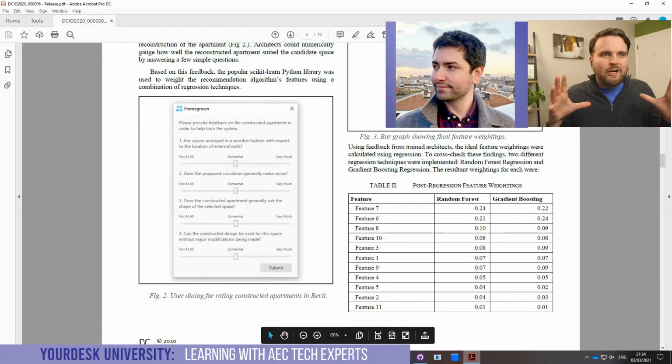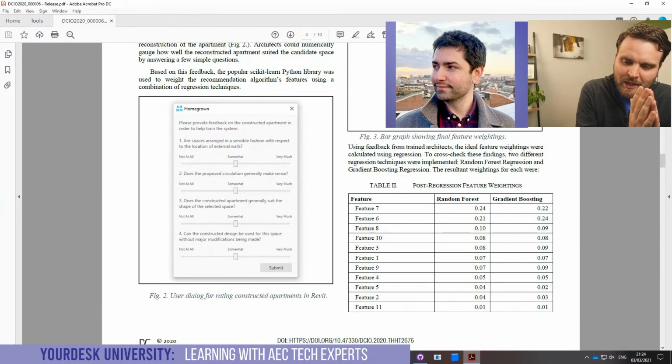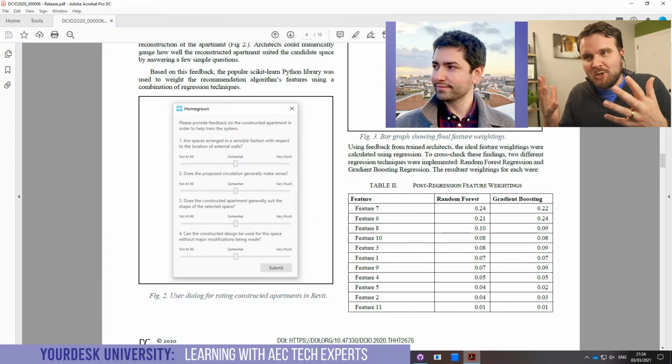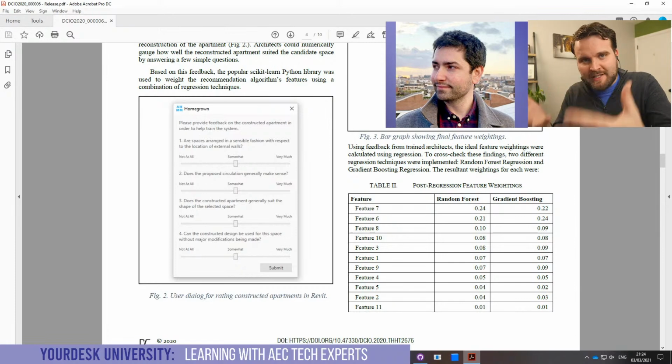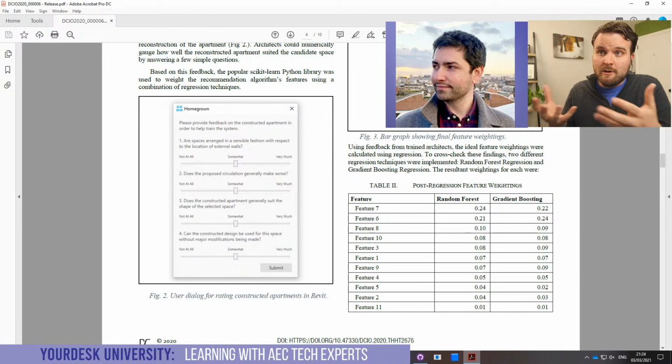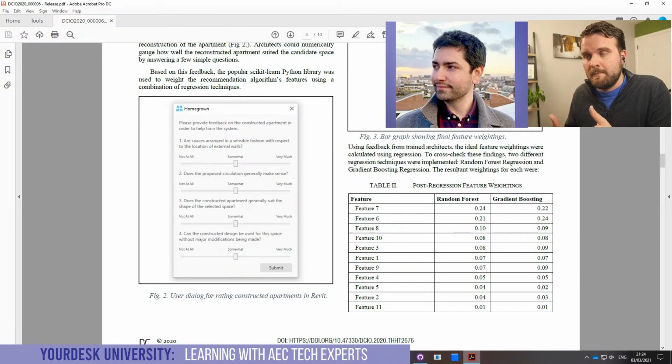So wait, I'm sorry, I just want to go through and make sure I got this. So you started with these apartments that you created, and you told them, let's create these apartments, and then I want you, the designer, to go in and look at the designs that Homegrown gave you and rate those. Is that what you're saying?